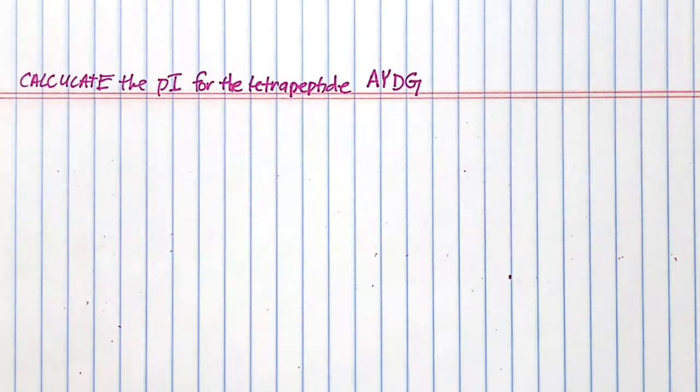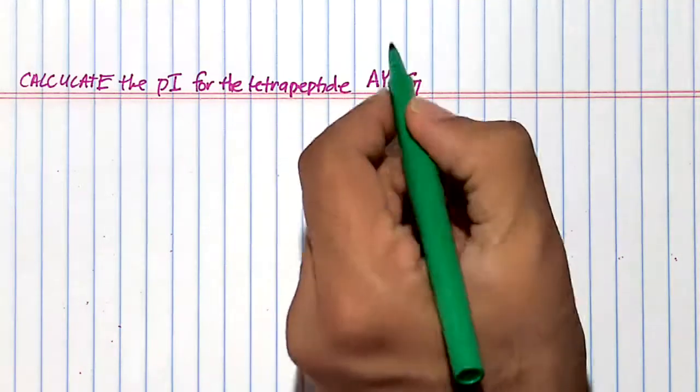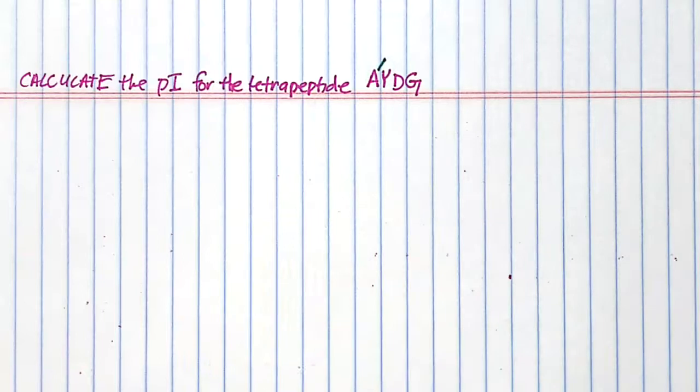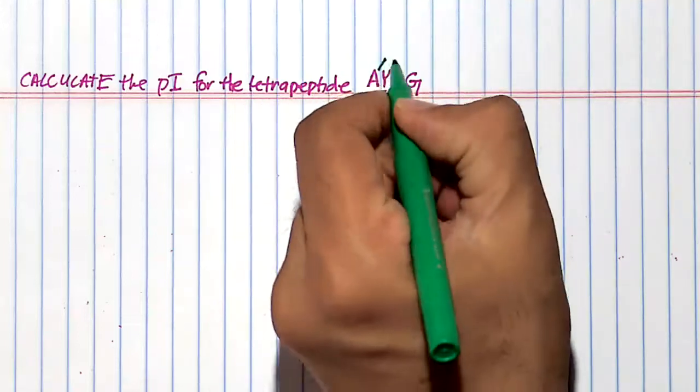How do you calculate the isoelectric point for this 4 amino acid peptide, also known as a tetrapeptide of AYDG? Well, first of all, do you know what AYDG stands for? Okay, this is super important. Otherwise, it goes back and harkens back to the need to memorize those one-letter amino acid abbreviations.